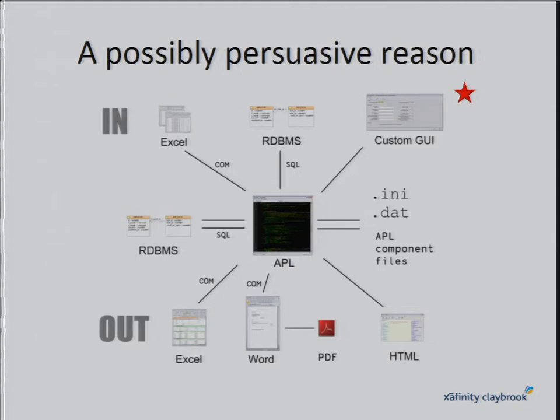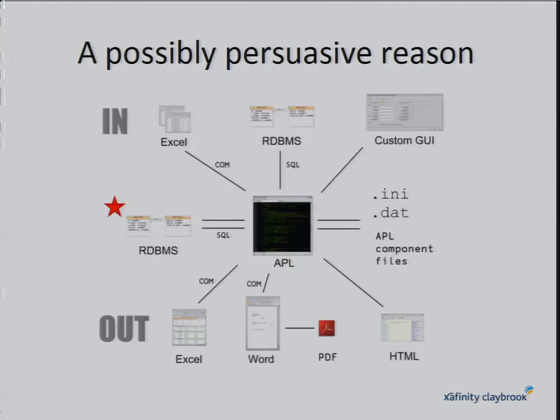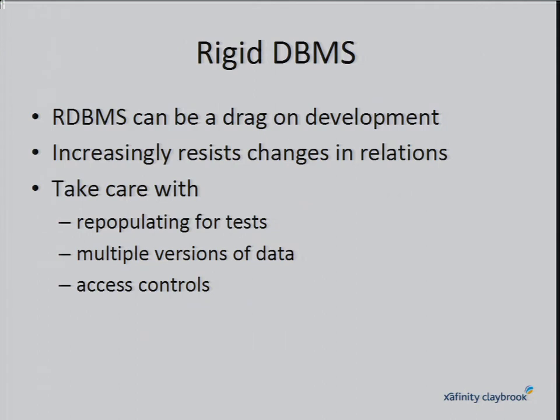They tend to slow me down in my development because they are a little laborious to work with, and when I change my ideas about how the data should be organized, these are the things which I find slow to change. I find the GUI is not just GUI, but sticky. It raises the cost of change in data relationships. And reorganizing the relational database when you're halfway through development can be a serious pain in the butt.